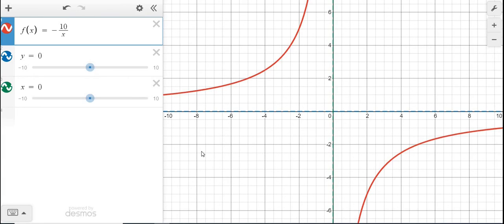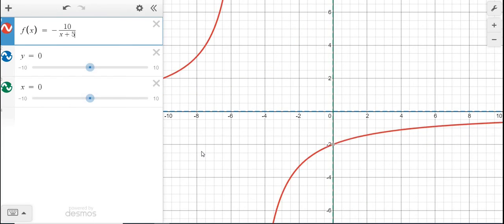Okay, so far, both of those transformations, putting the minus sign in front of the parent function and then multiplying the parent function by 10, did not change the positions of the asymptotes in our function. The next two transformations will. So in the denominator, we're going to change this to x plus 5. And that actually changed the asymptote.